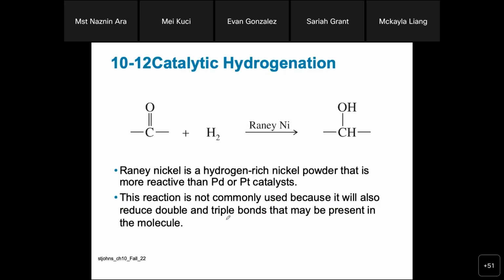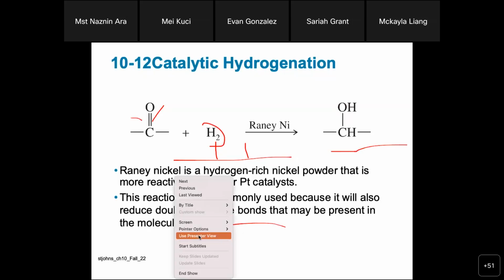So what we do, we have palladium or platinum. Hydrogen will be adsorbed here, and then the hydrogen will add here, breaking the bond. The reaction is not commonly used because it will also reduce the double bond and triple bond that may be present in the molecule.